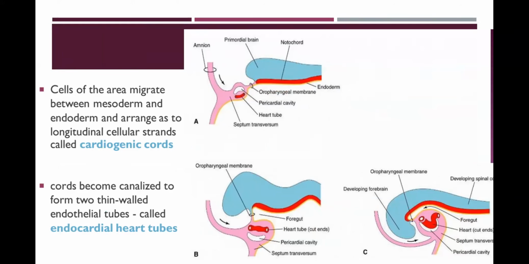Cells of the area migrate between the mesoderm and the endoderm and arrange as two longitudinal cellular strands called cardiogenic cords. The cords become canalized to form two thin-walled endothelial tubes called endocardial heart tubes. Like in this image, this is the heart tube, and this is the pericardial cavity, and with time the tube becomes engulfed by the cavity.